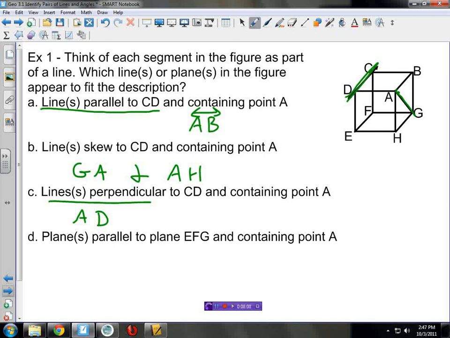All right. Now we're looking at planes parallel to EFG. EFG is the bottom of the box, right? And we want a plane that's parallel to it. What plane would be parallel to the bottom of the box? Yeah, DCB. How many different ways could we name that one? I think there's 4. Well, there's lots, right? So that was just looking at a 3D figure, coming up with some answers.